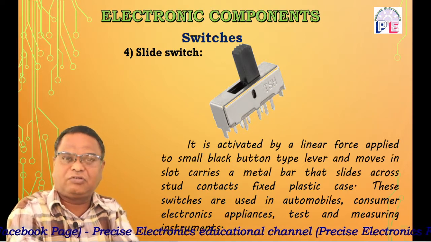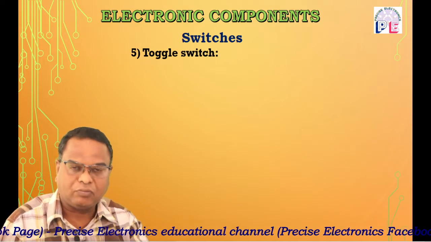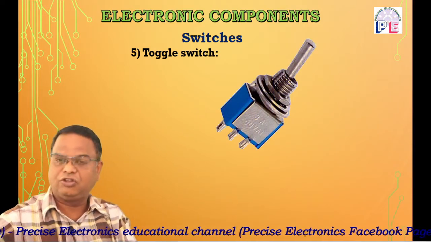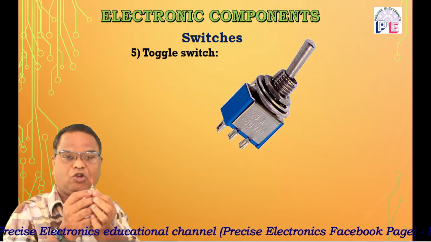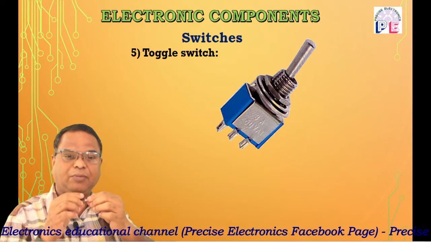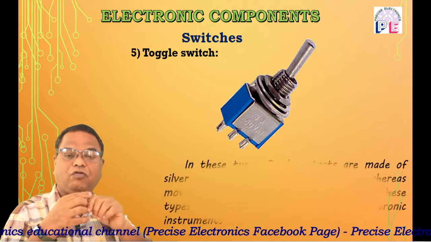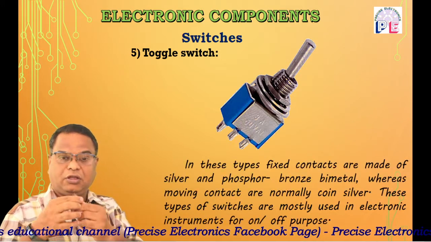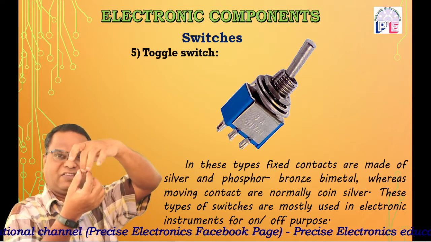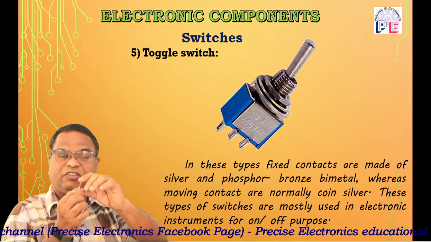The next type of switch that we are going to study is the toggle switch. Once again, the constructional diagram or figure is going to be displayed on your screen. This is our toggle switch. In this toggle switch, there is a shaft or lever. The contacts are mostly made from silver or phosphor bronze material, and the moving contacts inside this case are mostly made of silver. So this is the toggle switch.